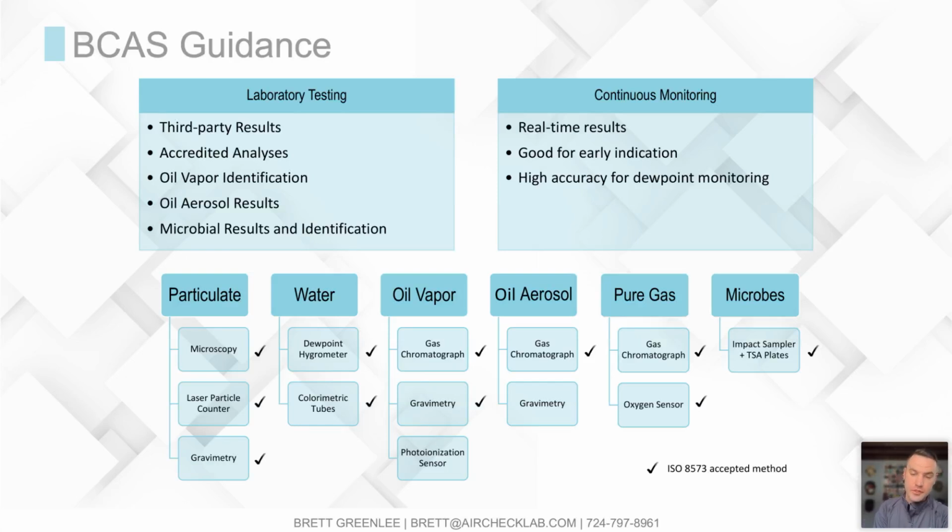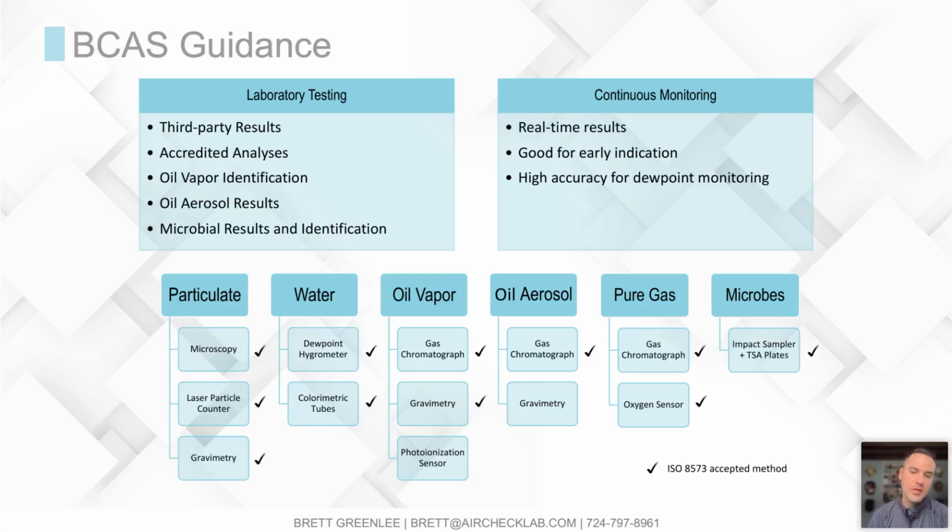Or colorimetric tubes, which is what we use at Trace Analytics, which will give you a moisture reading, and then in our lab through our method, we can give you a dew point result. For oil vapor, you can use a gas chromatograph, gravimetry, or a photoionization sensor. Now, I could barely say the word photoionization, so I don't know too much about it, but it's not an ISO 8573 accepted method. So my knowledge of those sensors is very limited. We use both gas chromatograph and gravimetry at Trace Analytics.